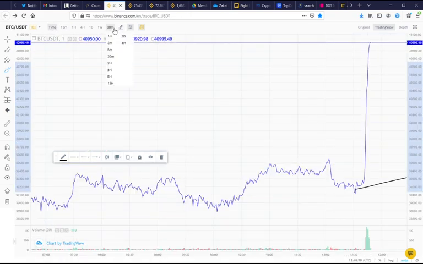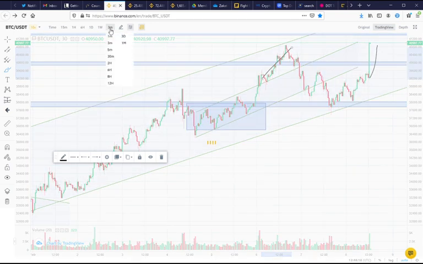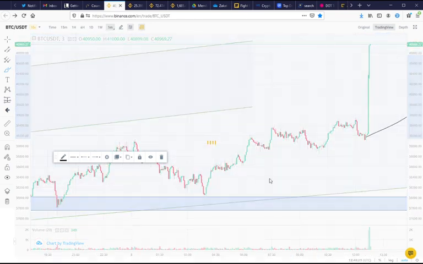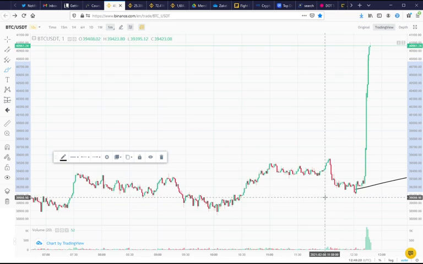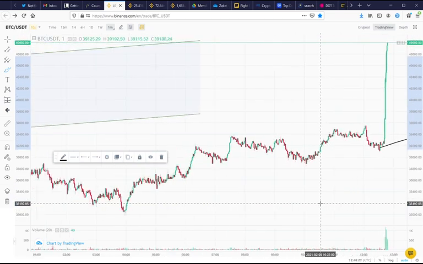What's the best way to get to the 1 minute? Okay, if you go to the 1 minute, you'll see this is not the 1 minute. Okay, this is the 1 minute, right? So you can see this move on the 1 minute. It looks a bit ridiculous, right?